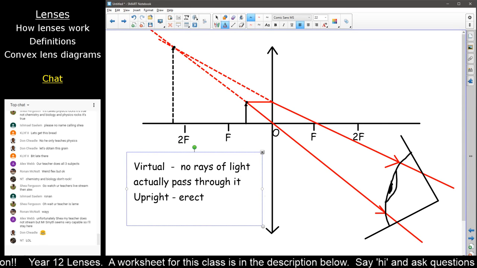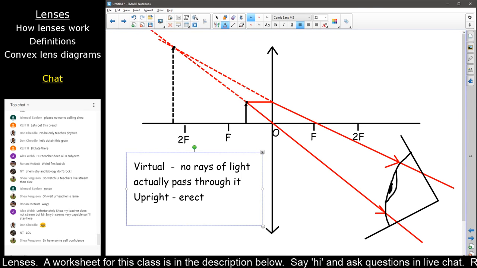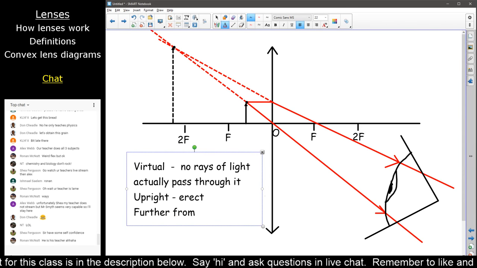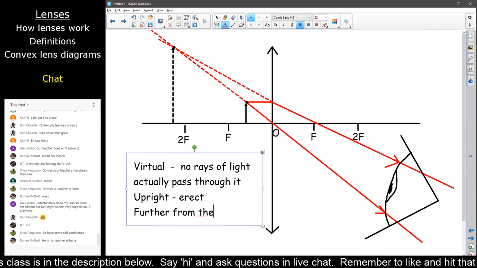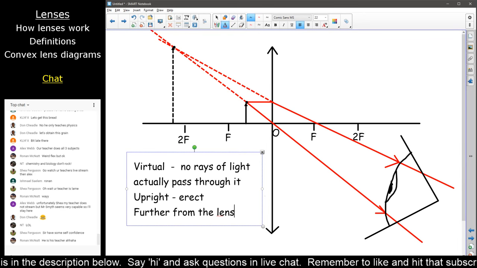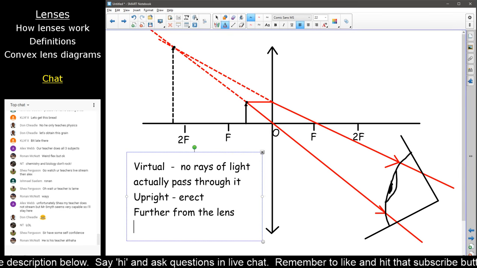All right? It is not necessarily beyond 2F. It depends on the size of the object. Okay, but it is further from the lens. I kind of want to say that's farther from the lens. Anybody doing like GCSE really, really special English can let me know that.